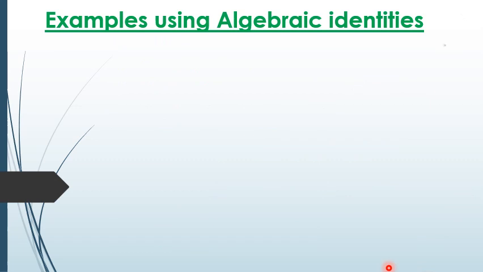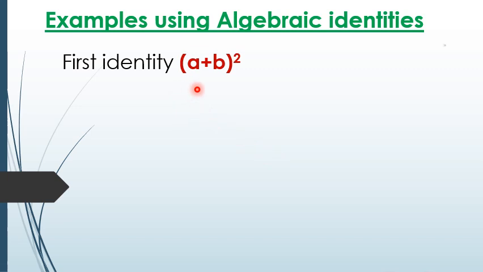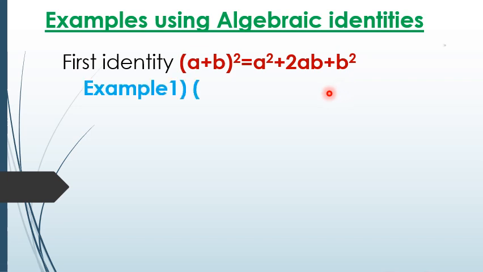In this video, I am going to solve some problems by using our first identity. The first identity says (a plus b) whole square is equal to a square plus 2ab plus b square, right? Let us take some examples. Example 1: (2xy plus 3y) whole square. We can use the first identity.